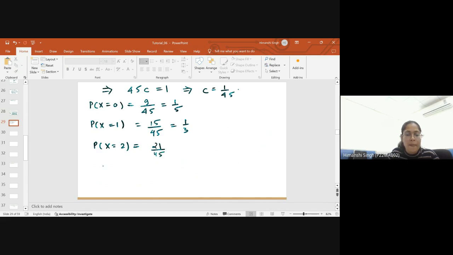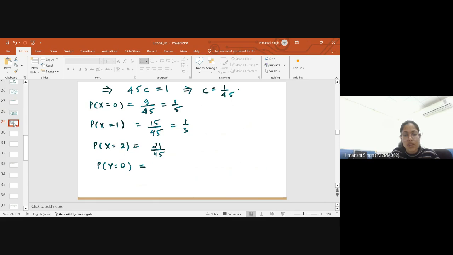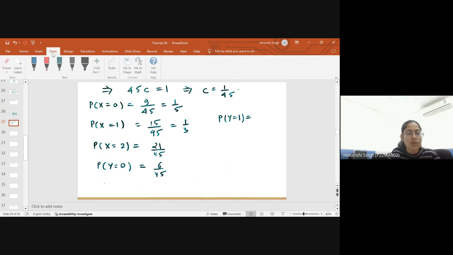Now probability Y equals 0 is 6c, so 6 by 45. Probability Y equals 1, let me calculate first, because it will be easy for me. Let me first calculate the expectation of X, then I'll calculate the probabilities for Y.